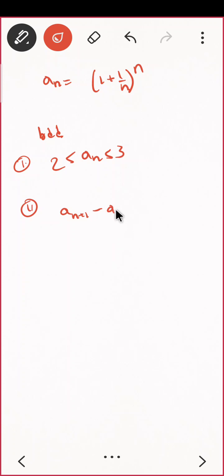We are not going to prove this converges to a point. We will just prove that this is monotonic increasing and bounded above. That's it. First part, we'll prove this is bounded, and the bound is that a_n is always between 2 and 3. The second part, we'll prove this is monotonic increasing. What do you mean by monotonic increasing? a_(n+1) minus a_n is greater than 0.